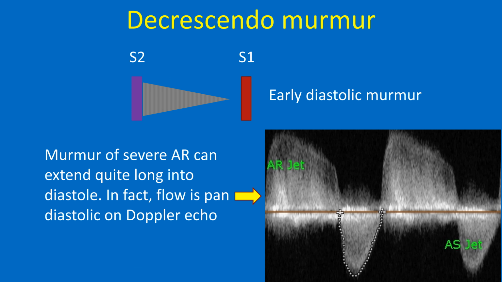Early diastolic murmur starts with the second heart sound. Typical early diastolic murmurs are those of aortic regurgitation and pulmonary regurgitation due to pulmonary hypertension. That is the Graham Steell murmur. They are decrescendo murmurs. In pulmonary regurgitation without pulmonary hypertension, the murmur starts a short while after the second heart sound. It's also known as a delayed diastolic murmur.